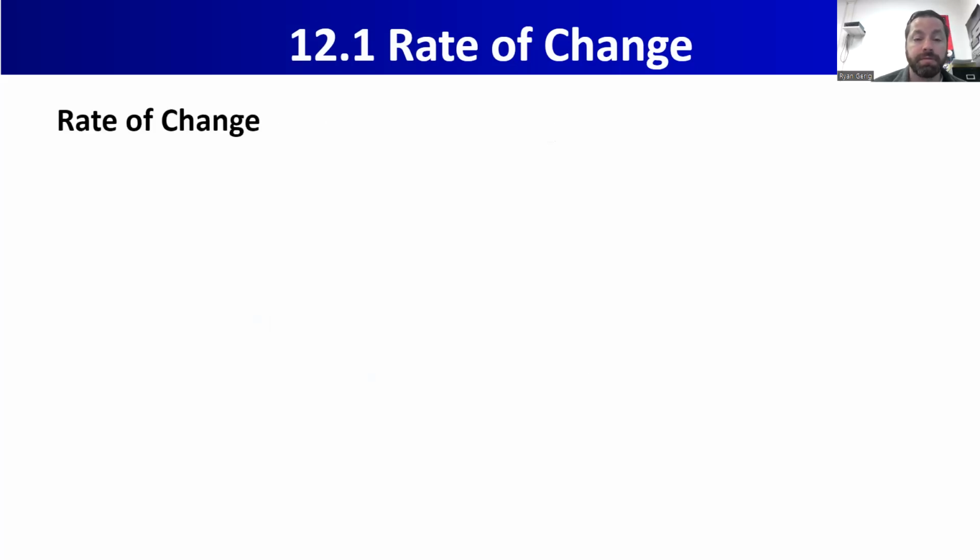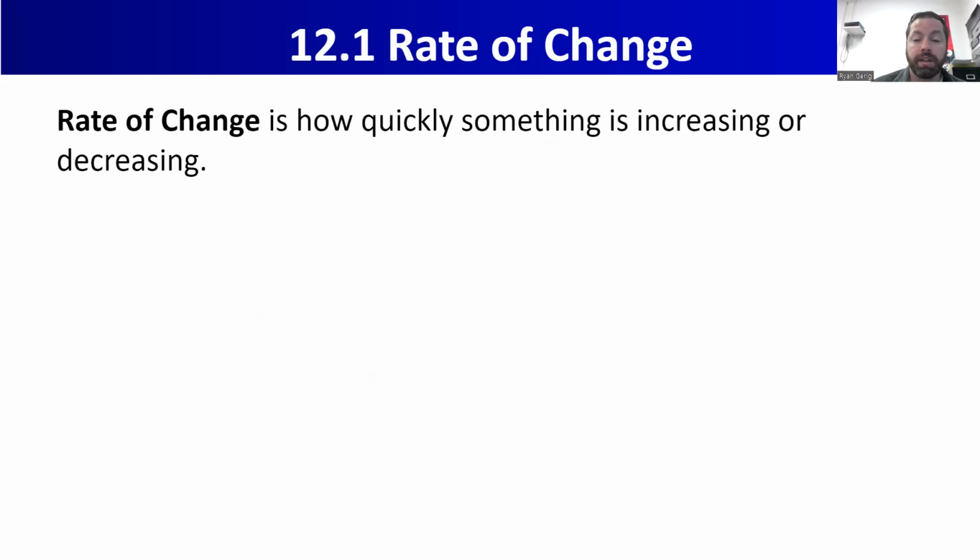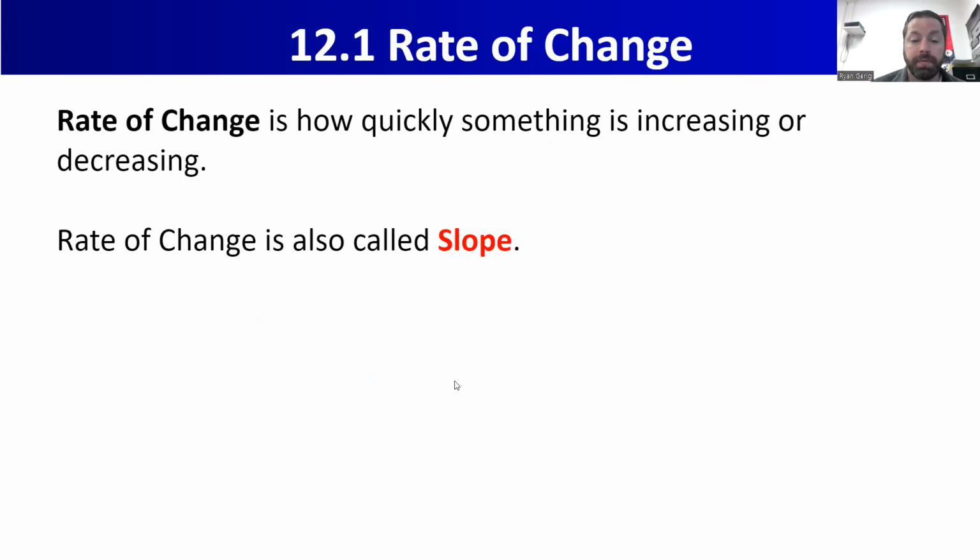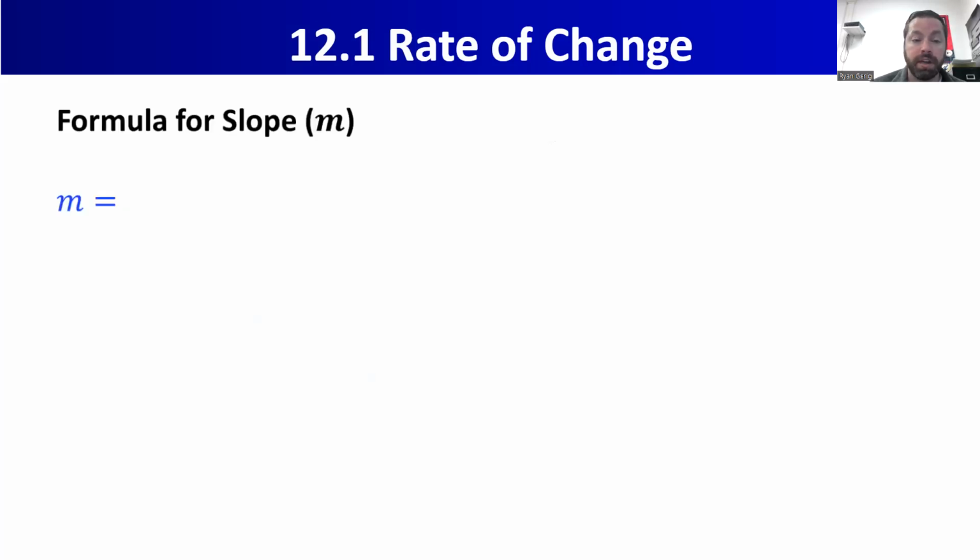So rate of change. Rate of change is how quickly something is increasing or decreasing. Rate of change is also called slope, so those are interchangeable for us. The formula for slope is rise over run. You may have heard of that before. And the way you figure that out is you take y2 minus y1 over x2 minus x1.